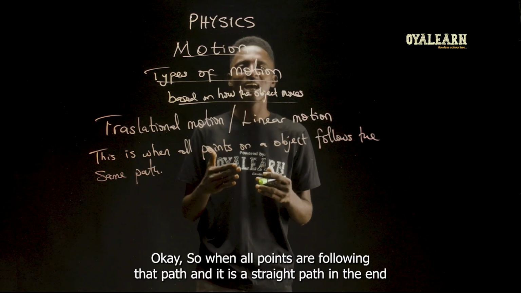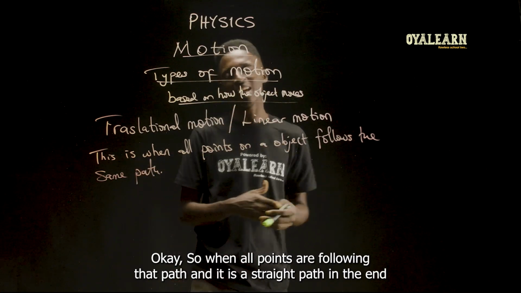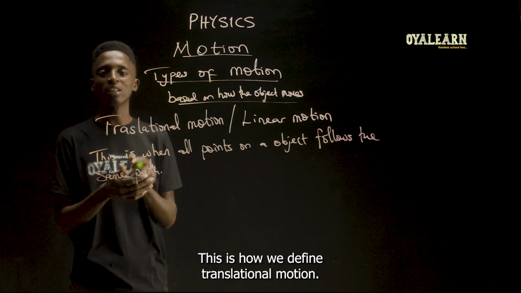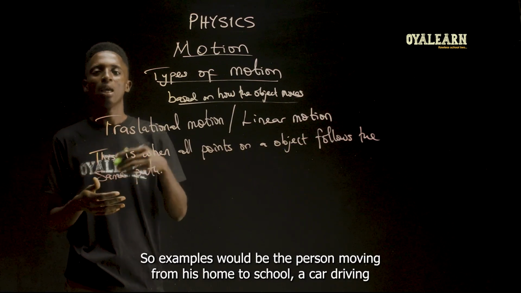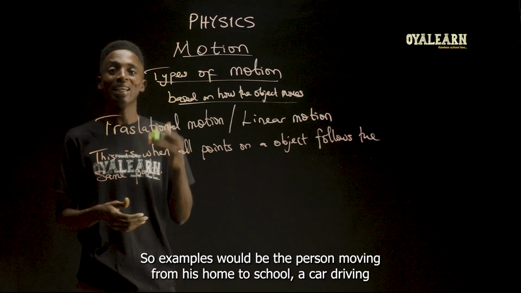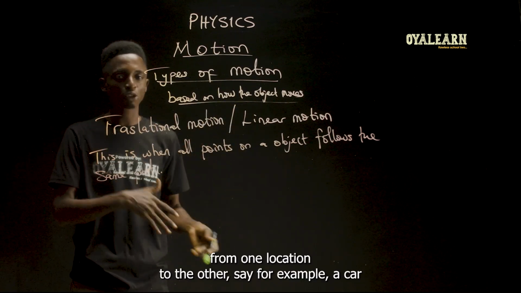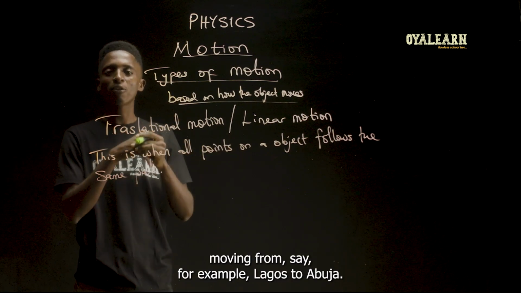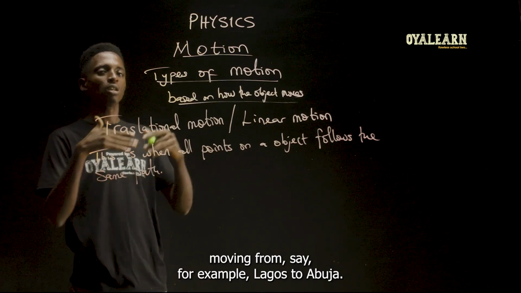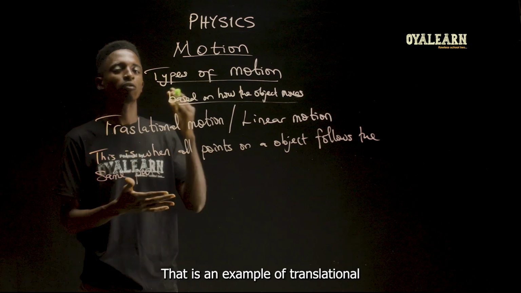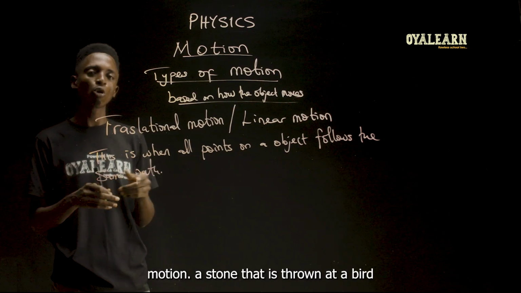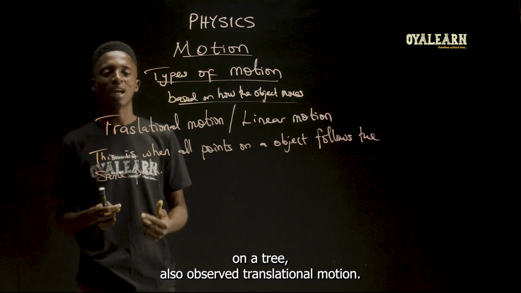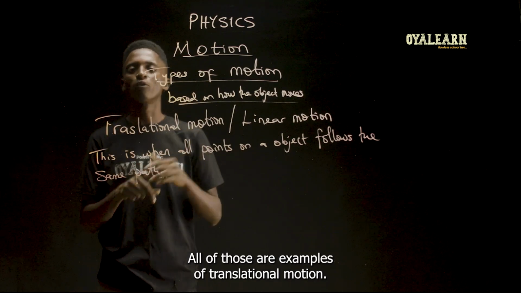Okay, so when all points are following that path and it's a straight path in the end, what you have there is translational motion. This is how we define translational motion. So examples would be a person moving from his home to school, a car driving from one location to the other. Say for example, a car driving from a city to another, moving from, say for example, Lagos to Abuja. That is an example of translational motion. A stone that is thrown at a bird on a tree also exhibits translational motion. All of those are examples of translational motion.